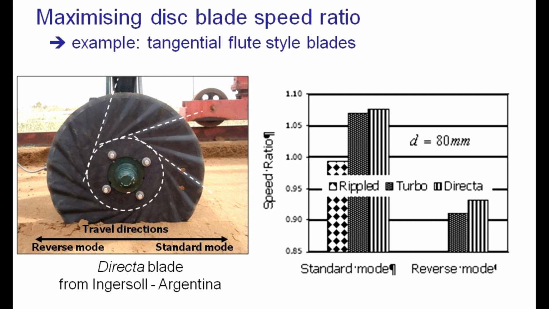This is just to look at the impact of blade design on speed ratio again. We can see that a new design of blade which can be used in two directions, for example, can significantly impact the residue cutting ability if you mount the disc blade in the wrong direction. So a very different picture there in terms of speed ratio.